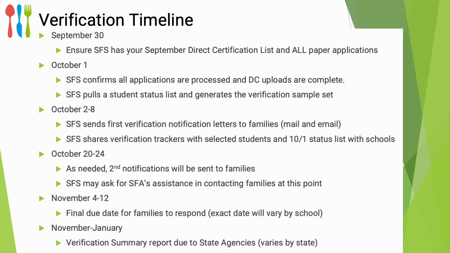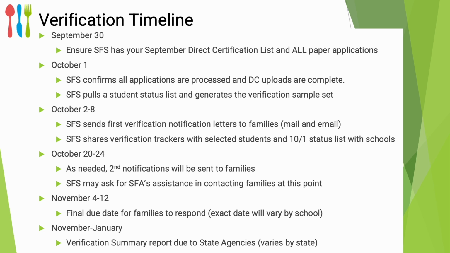After that, October 2nd through the 8th, we are working through all of our customers that go through verification, and we will pull the specific 3% sample for each one, send those first notification letters to families via mail and email, and share the verification tracker with you at the school to let you know who was selected, what your due date is, as well as anything else you need to know about the verification process. That's going to happen on a rolling basis between October 2nd and 8th.